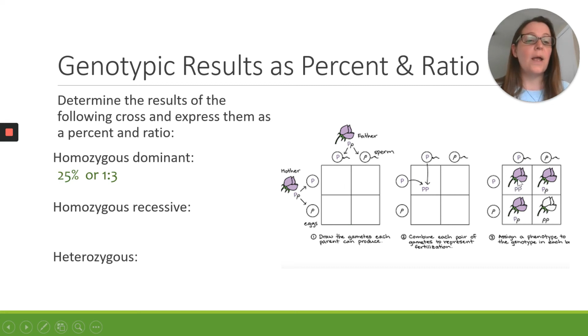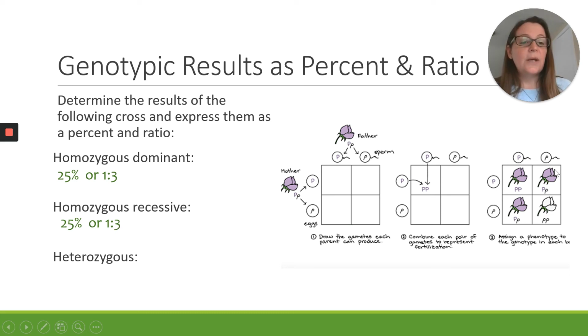It's also a 1-to-3 ratio. So for the offspring that they have, there's a 1-to-3 ratio for homozygous dominance. The same is true for homozygous recessive. There's only 1 square here that's showing homozygous recessive, so they are also 25%, or a ratio of 1-to-3.